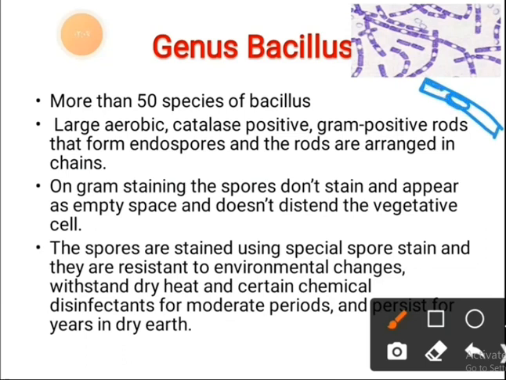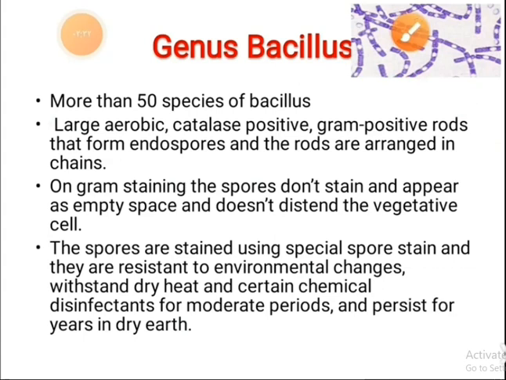They are not stained by Gram stain, so the spore appears as a colorless area inside the bacillus, and usually the bacilli are arranged in chains, which gives it the bamboo stick appearance. تشبه عود البامبو.